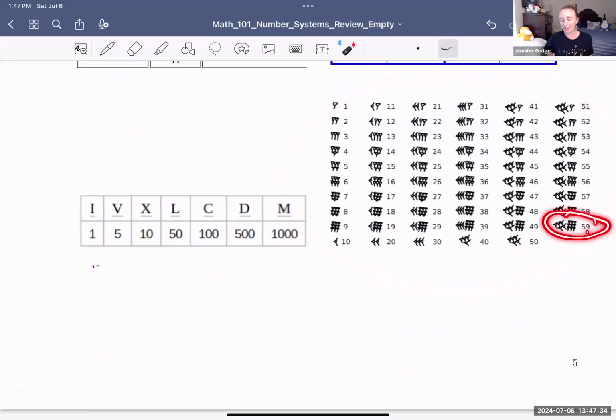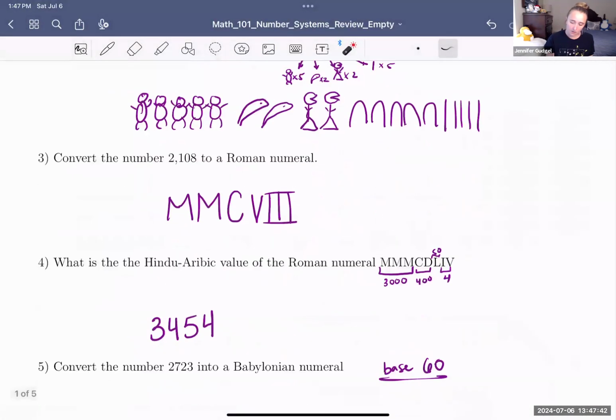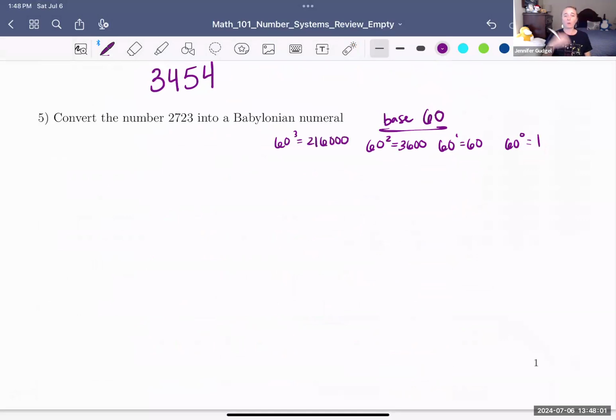And you can also see, hey, it goes to 59, which means we're base 60 because at 60, we regroup to that next placeholder. So I need to be looking at powers of 60. 60 to the 0 power is 1. 60 to the first power is 60. 60 squared is 3,600. 60 cubed is 216,000. And when we're converting from our base to theirs, we are looking to subtract out or to break into these groups. So 216,000 is too big.